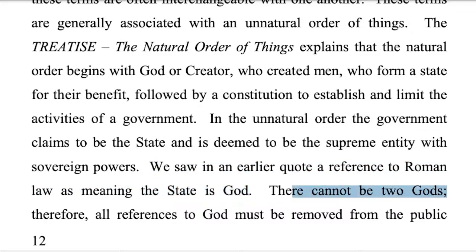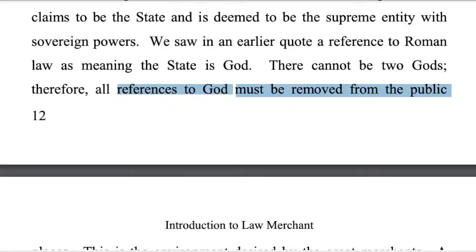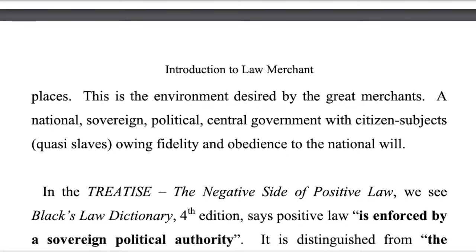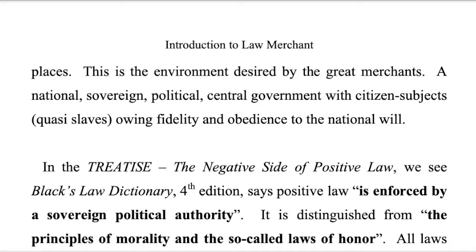In the unnatural order, the government claims to be the state and is deemed to be the supreme entity with sovereign powers. We saw an earlier quote, a reference to Roman laws meaning the state is God. There cannot be two gods. Therefore, all references to God must be removed from the public places. This is the environment desired by the great merchants. A national, sovereign, political, central government with citizen subjects, quasi-slaves, owing fidelity and obedience to the national will.